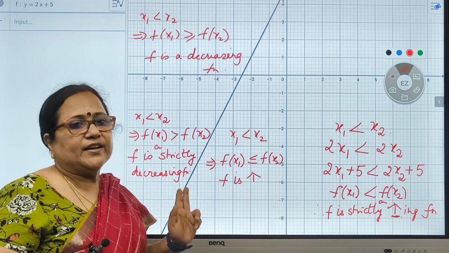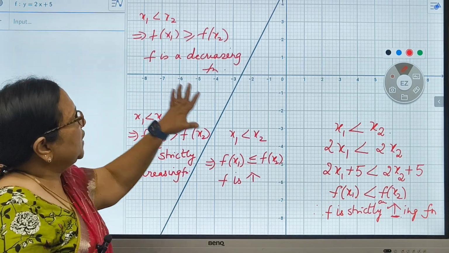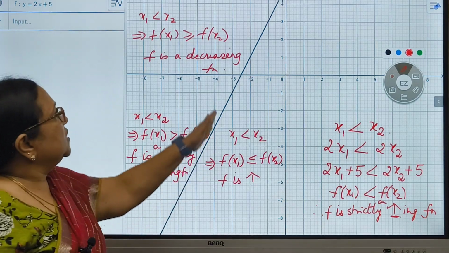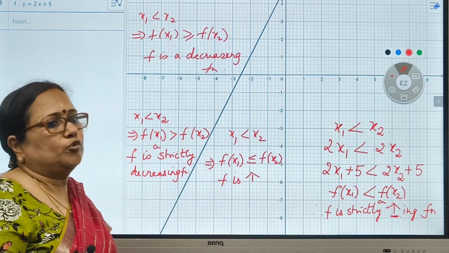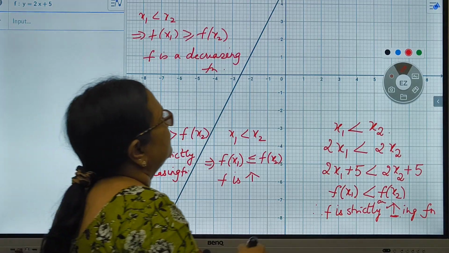So in this example, I have taken the entire R as my domain. Is it clear? Are you able to understand what is the definition of increasing and decreasing? How this is increasing by looking at the graph, and algebraically also how you can prove it. Now let us look at another graph.